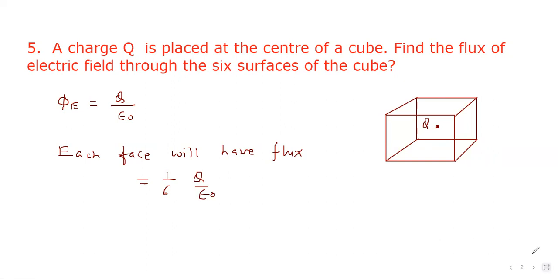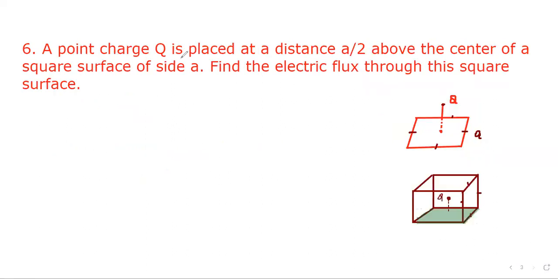Now let's go to the next question. The next question says a point charge Q is placed at a distance a/2 above the center of a square surface of side a. Find the electric flux through this square surface. So this is the square surface, and at distance a/2 from its center, charge Q is placed. Now we have to find out the flux through this surface. So for this purpose, we construct a cube of side a, and then the charge will lie at the center of the cube, which is completely enclosed.